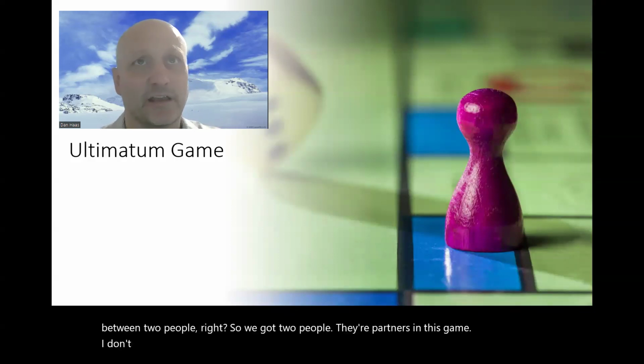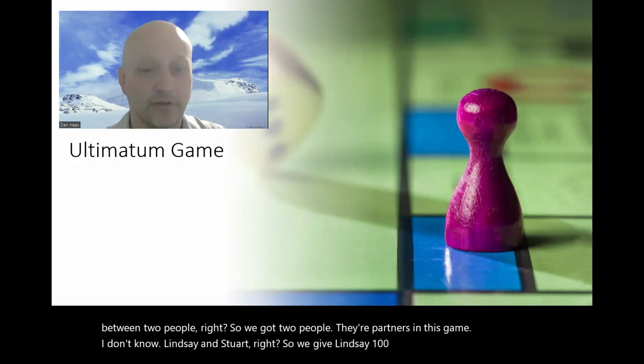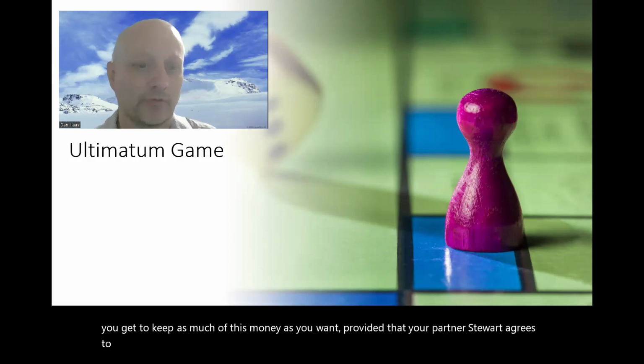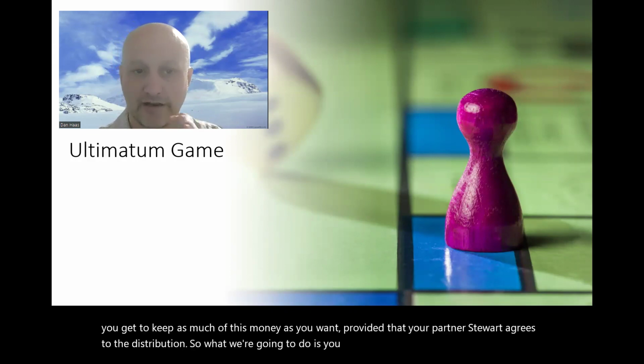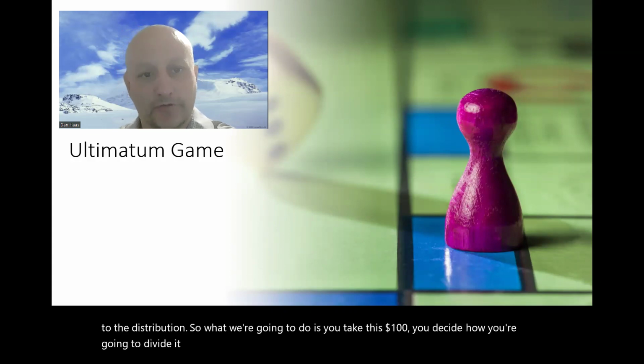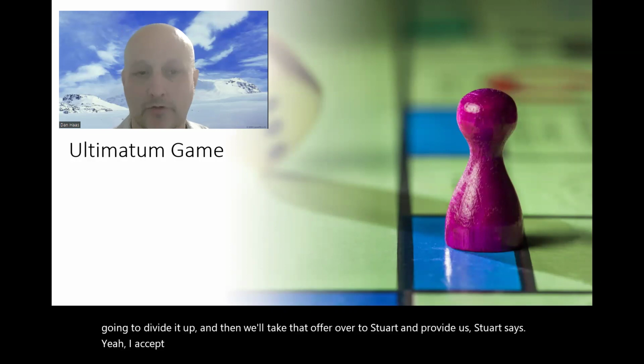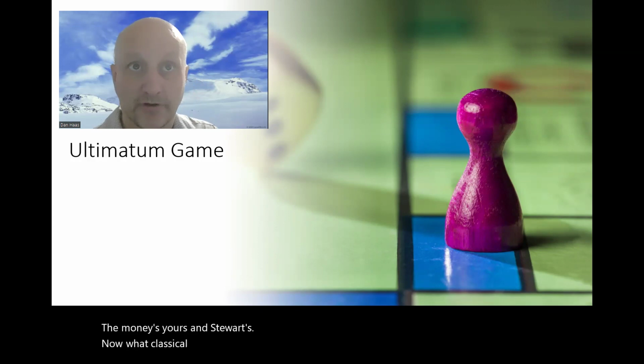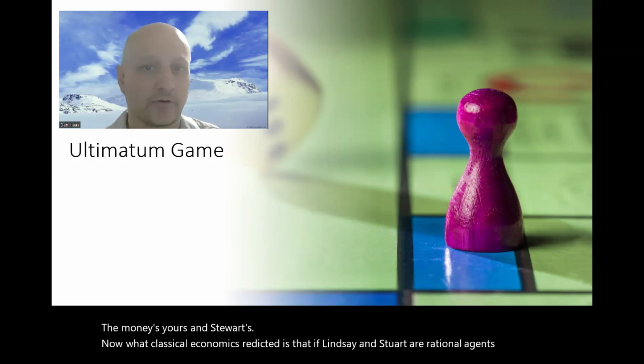I don't know, Lindsay and Stuart, right? So we give Lindsay $100 and we say, now, Lindsay, you get to keep as much of this money as you want, provided that your partner Stuart agrees to the distribution. So what we're going to do is you take this $100, you decide how you're going to divide it up, and then we'll take that offer over to Stuart, and provided Stuart says, yeah, I accept that, the money's yours and Stuart's.